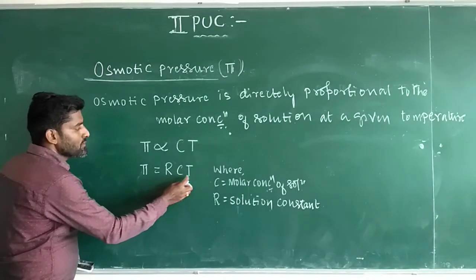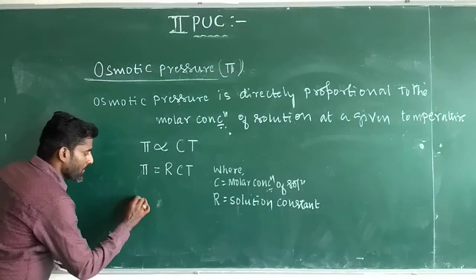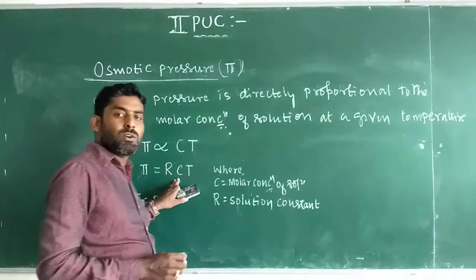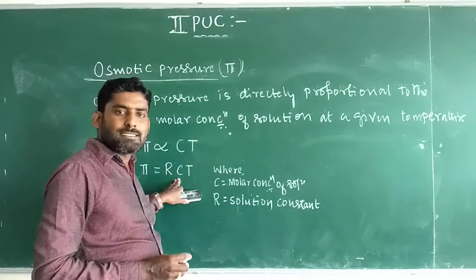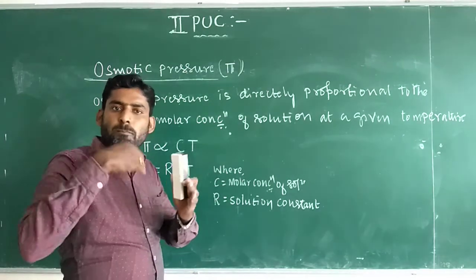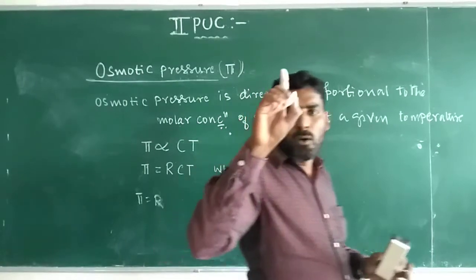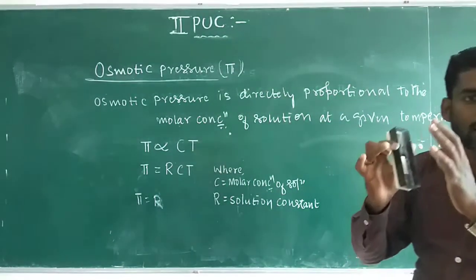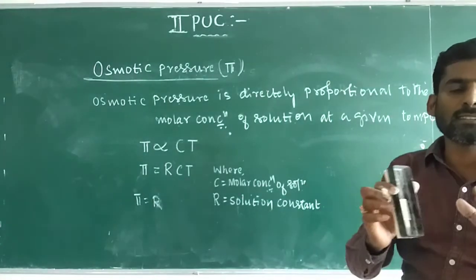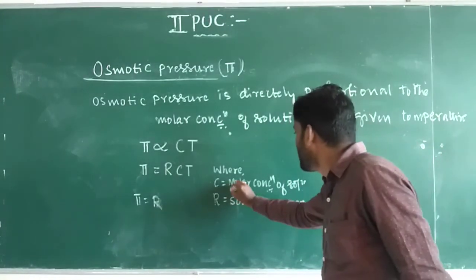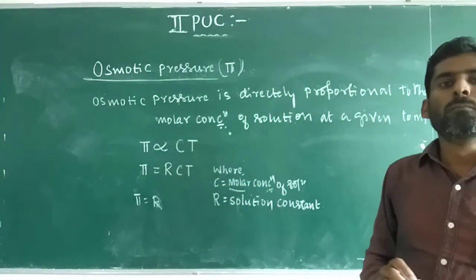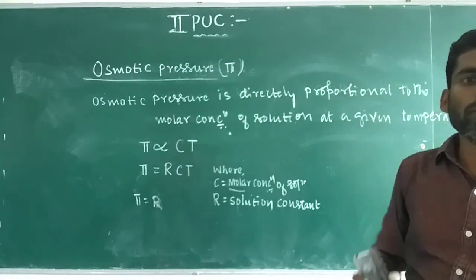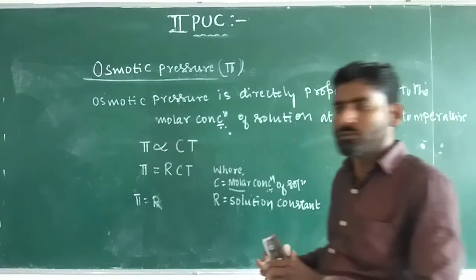Pi is equal to R into C into T, and pi is equal to R into C, where C is nothing but molar concentration. Molar concentration can be defined as the number of moles of solute present in 1 liter of solution. It is nothing but molarity. Here, concentration C is molar concentration, which means molarity. Molarity means the number of moles of solute present in 1 liter of solution.